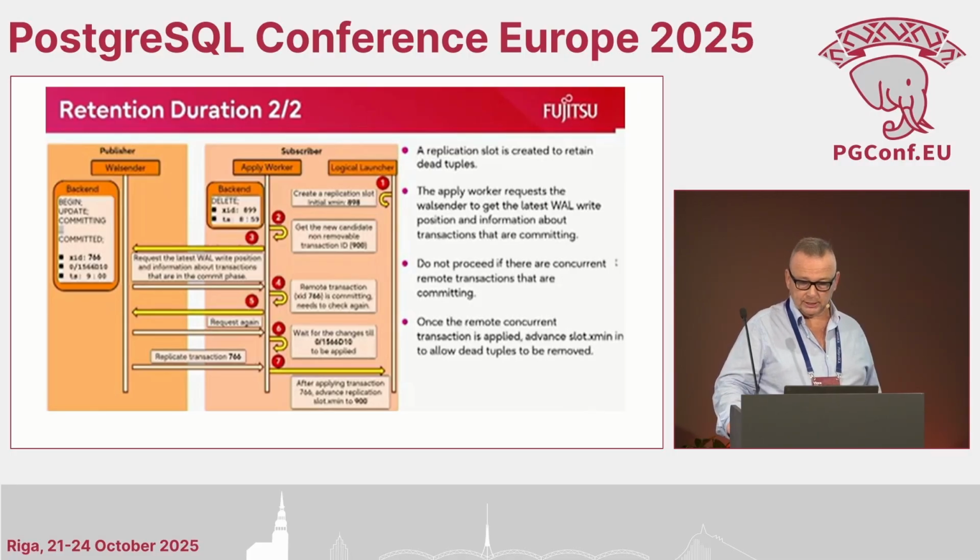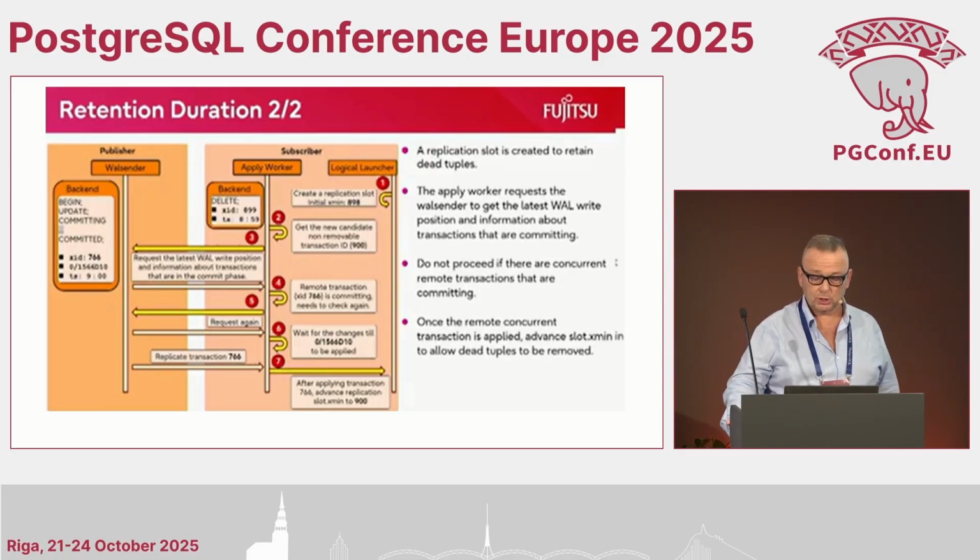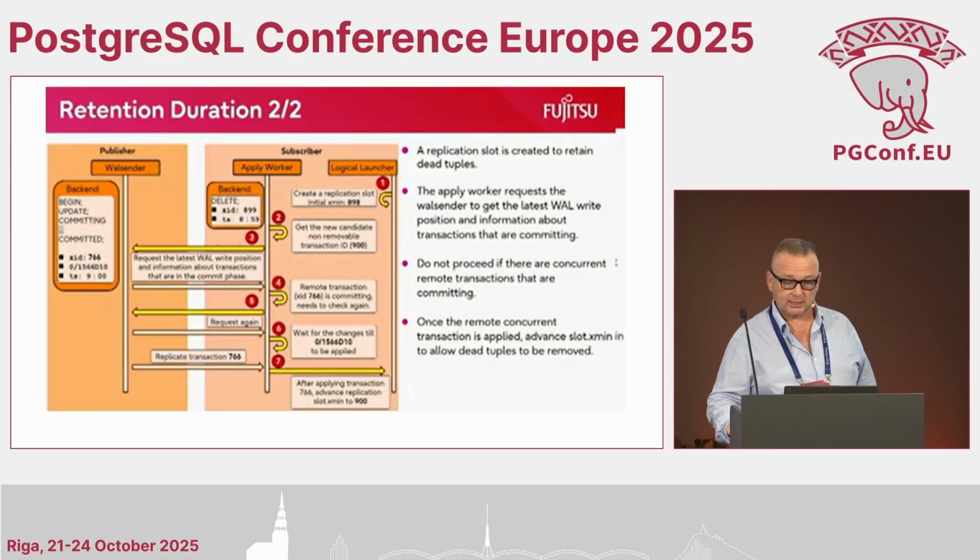A replication slot is created by the logical launcher on the subscriber with the latest transaction ID to retain the dead tuples. And a backend delete with transaction ID 899 runs on the subscriber. The apply worker wants to advance the transaction ID in the slot past the delete transaction ID, so it checks the publisher walsender if there were any in-flight transactions. It sees an in-flight replicated transaction on the publisher with transaction ID 766, so it waits and then retries.